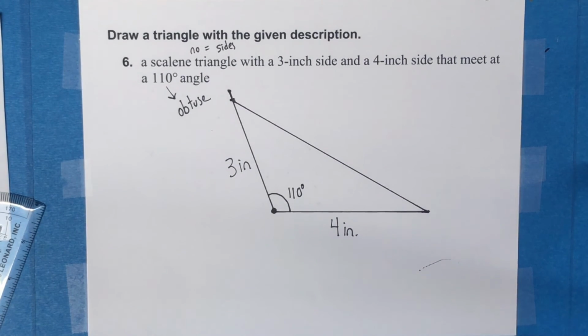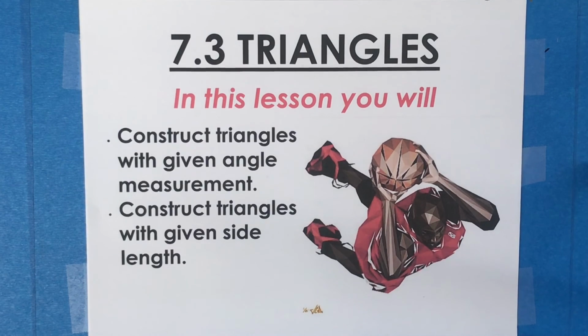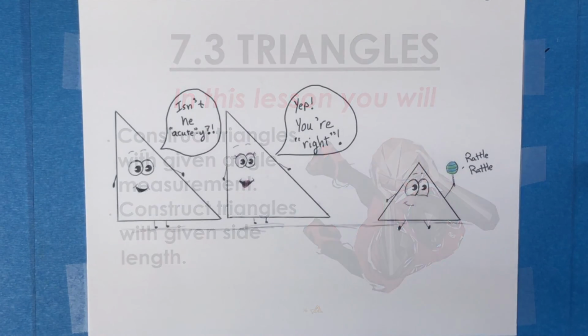Okay? So you constructed a triangle with the given descriptions. You were given 2 side lengths and 1 angle measure. After watching this video on triangles, you should be able to construct a triangle with given angle measurements, and you should also be able to construct a triangle with given side lengths.